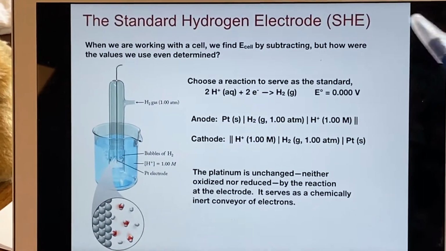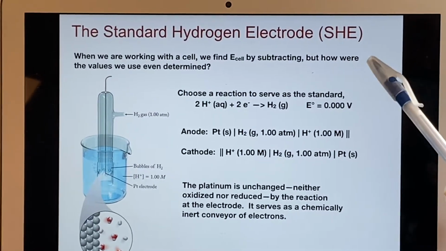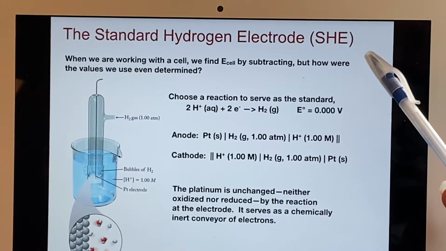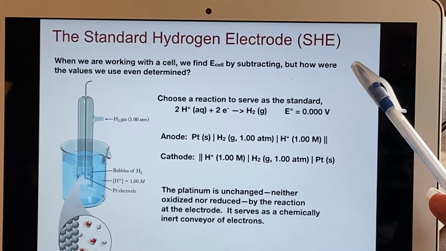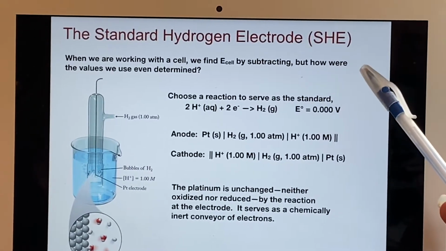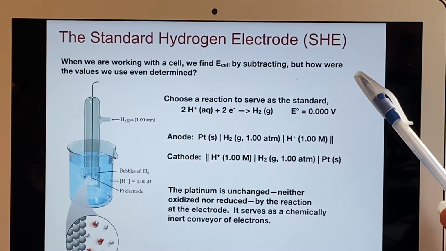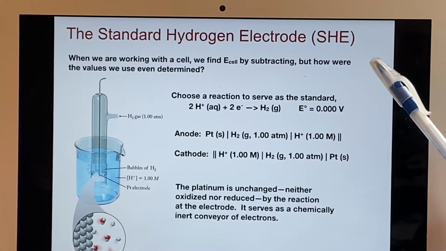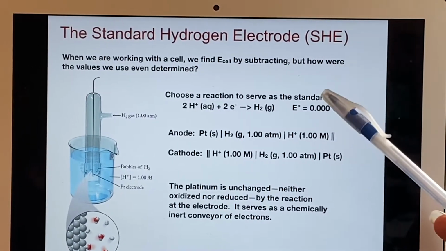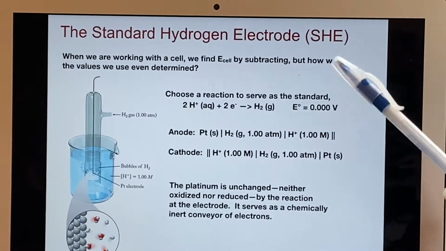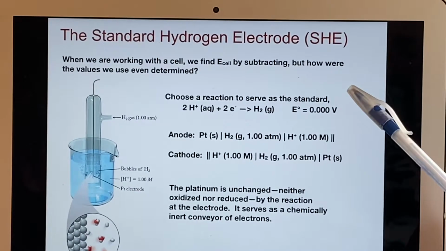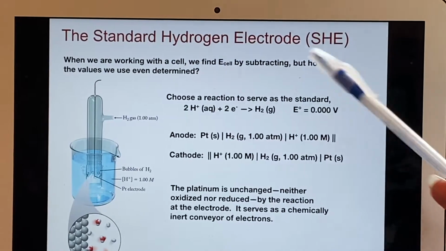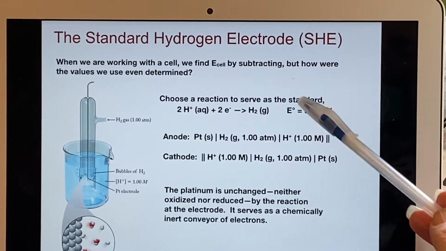Well, a question comes up. When we're working with a cell, we go and look up those standard reduction potentials, but how did those values even come into existence? If you think back, Celsius is a temperature scale that starts at 0 when water freezes. Somebody picked water as a standard, and we have a similar situation here. We have what is called the Standard Hydrogen Electrode.